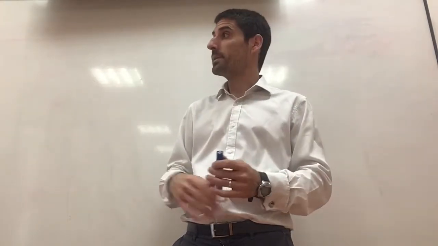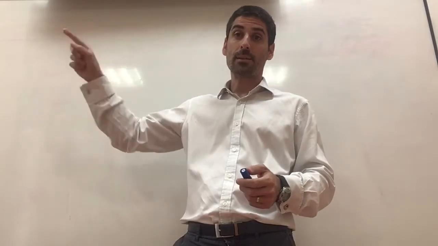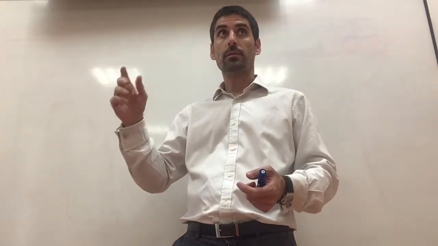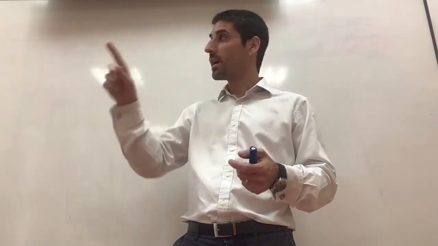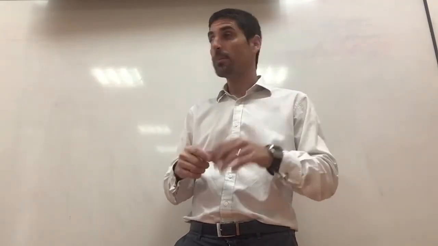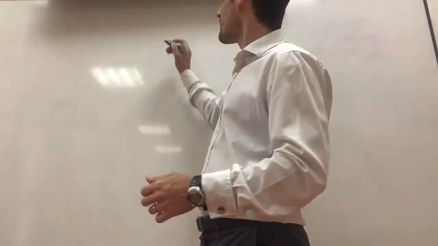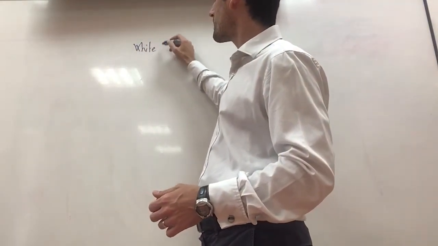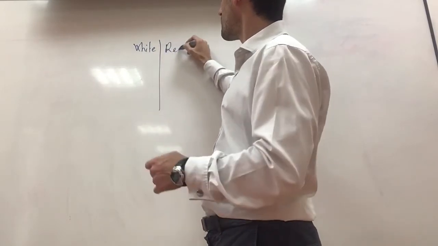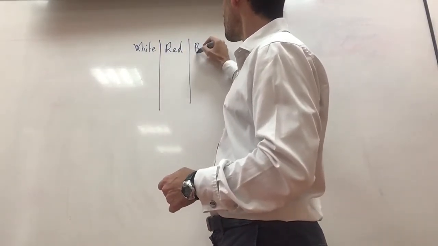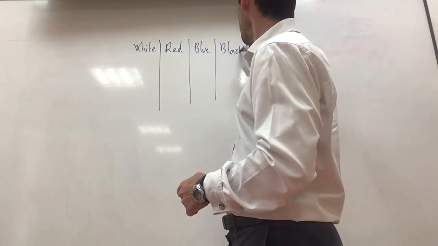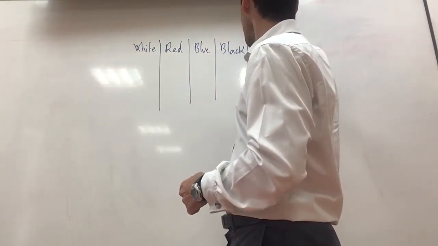is to run an experiment, is for me to sit there at the end of the road with a clipboard and jot down the color of each car passing by. So I would create a table and I would go, the colors of the cars could be white, red, blue, black, or other.